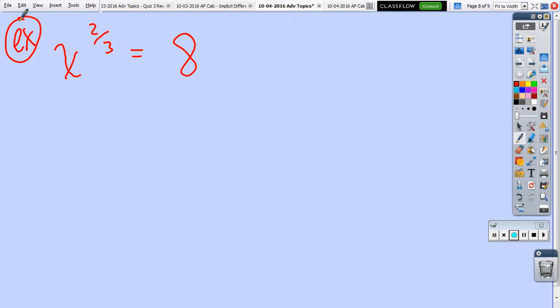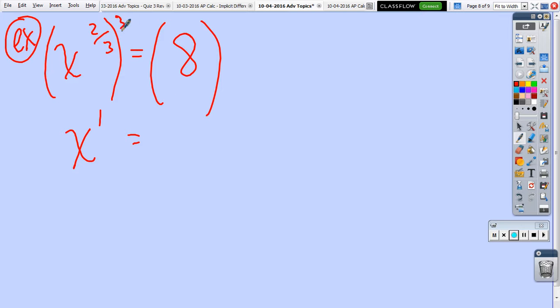So I want this left-hand side to become this. Do we agree on that? Is it 3/2? It's the reciprocal. Yeah, so that's the big answer, whatever the reciprocal is. So I would raise both sides to the reciprocal, the 3/2 power. So x to the first would equal the 8 to the 3/2 power.